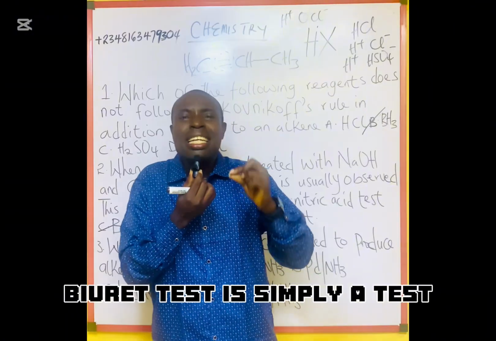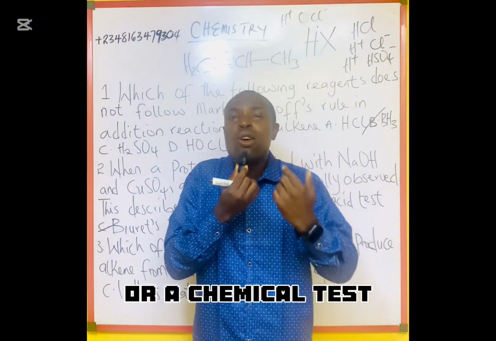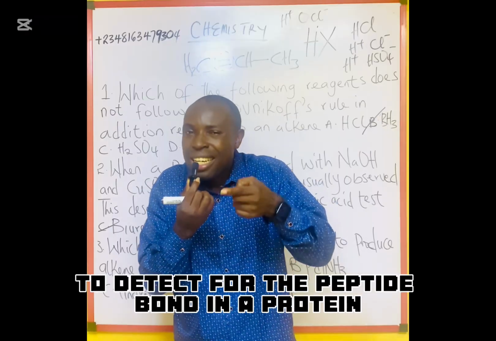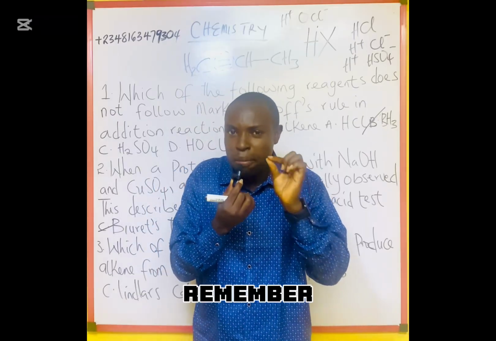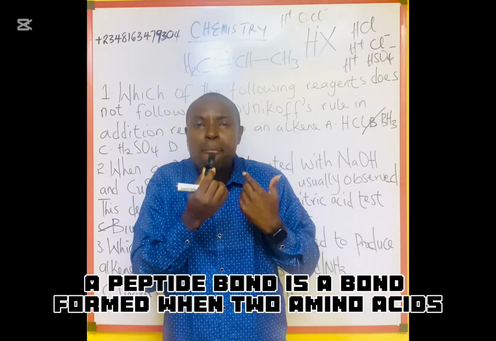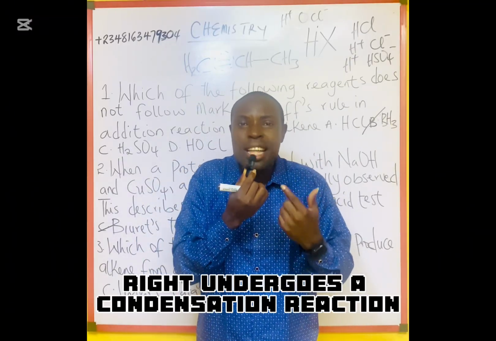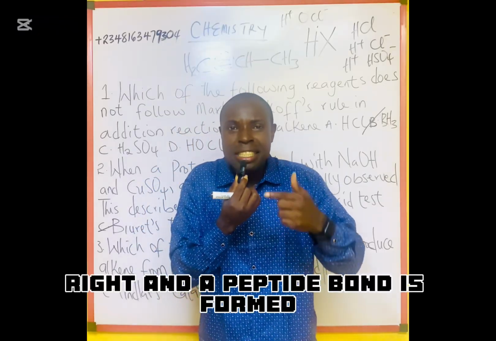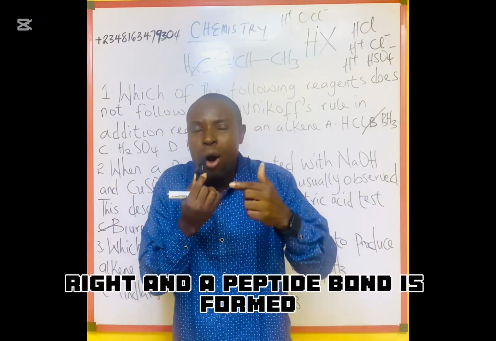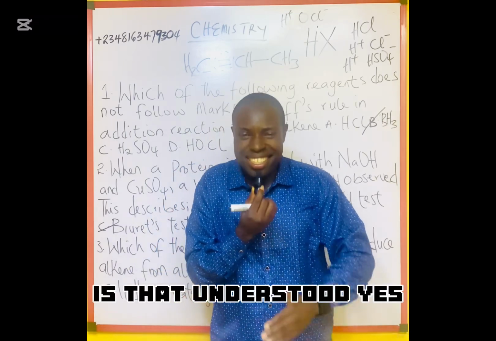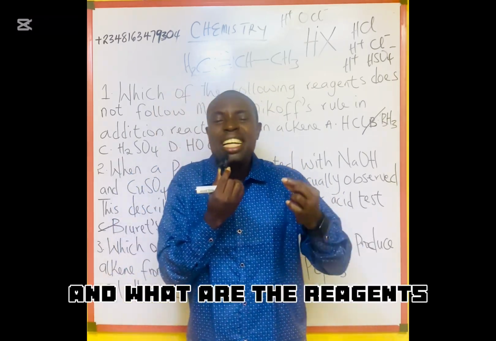Then we move to the Biuret test. The Biuret test is a chemical test to detect the peptide bond in a protein. Remember, a peptide bond is a bond formed when two amino acids undergo a condensation reaction. Is that understood? Yes.